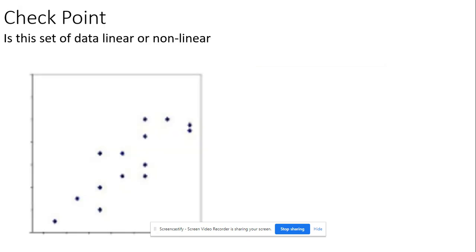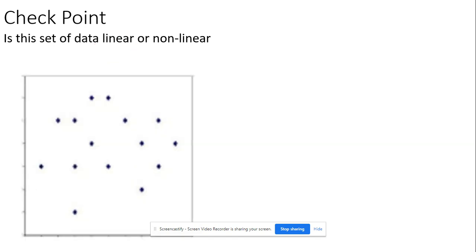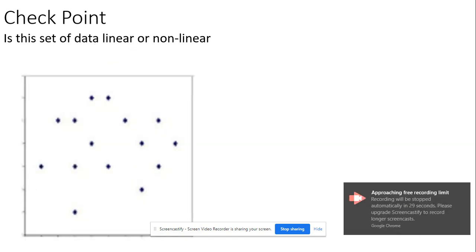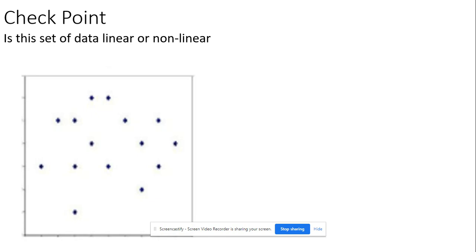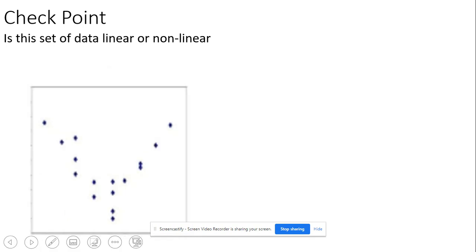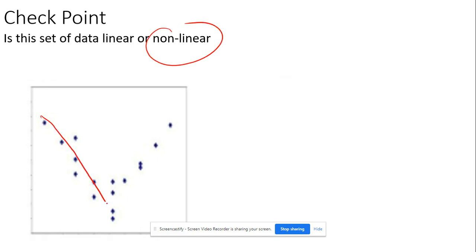No relationship. Now, checkpoint. Is the set of data linear or nonlinear? Ask yourself. I hope you all said linear because it is going up. My data is all going up together. Another checkpoint. Linear, nonlinear. Well, actually, it's no relationship because it's all over the place. And then our last one, linear, nonlinear. Think about it. I hope you all say nonlinear because it goes down and then up.